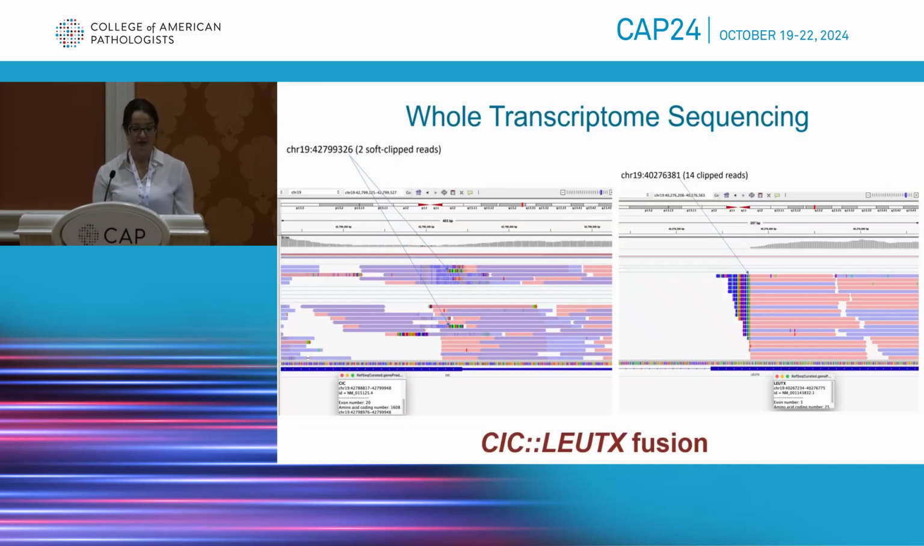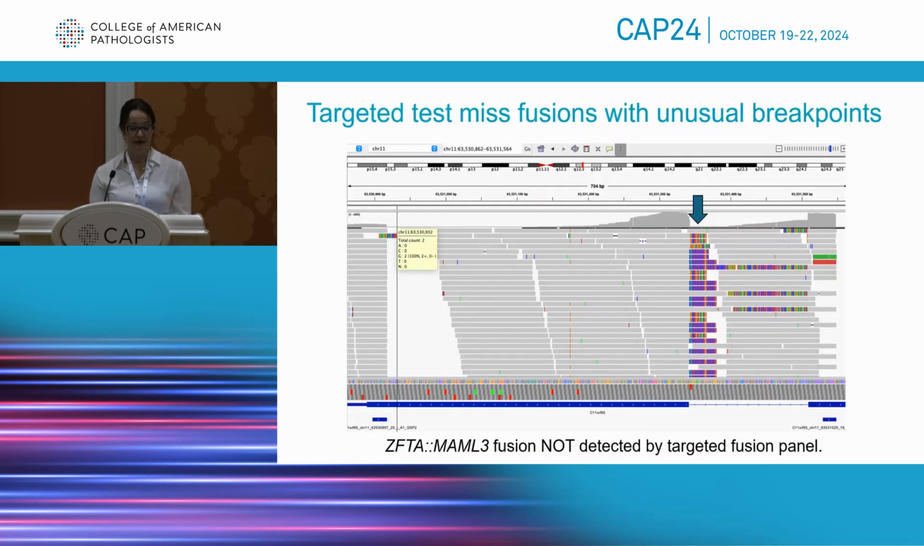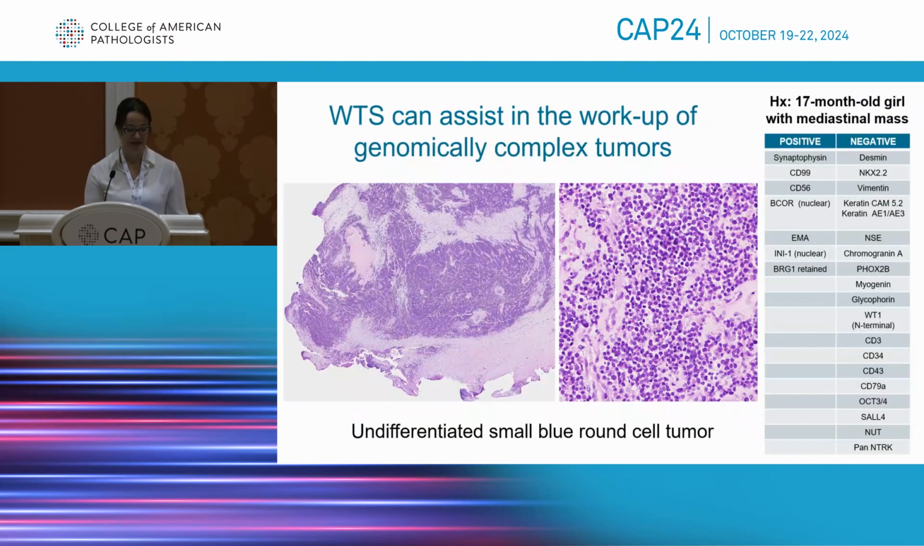So whole transcriptome sequencing was a method that was helpful in this case and was able to detect a CIC-LYTEX fusion. And sometimes targeted panels don't detect fusions either because the gene is not present, but also because the breakpoints may be unusual, and the probes, which in this case are listed as those very small blue squares at the bottom, don't actually cover the breakpoint, so you end up missing it. And whole transcriptome sequencing doesn't have that problem because it's looking at everything.